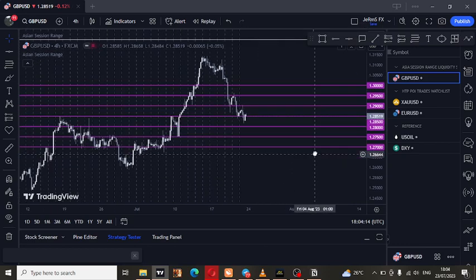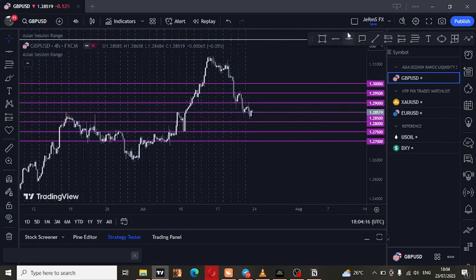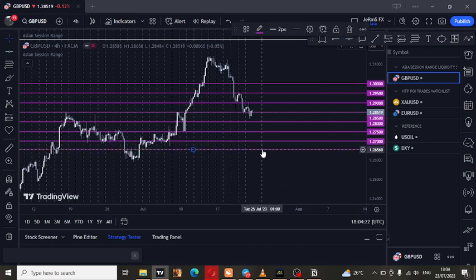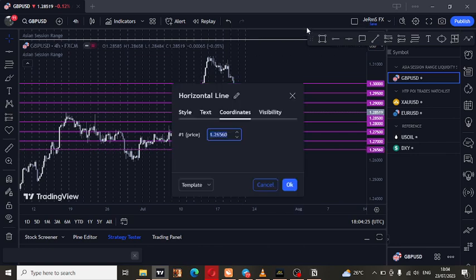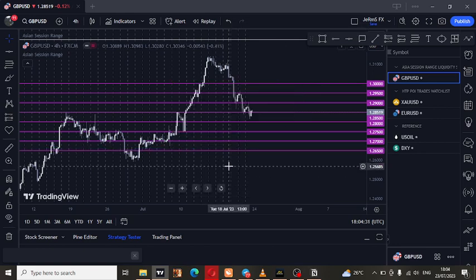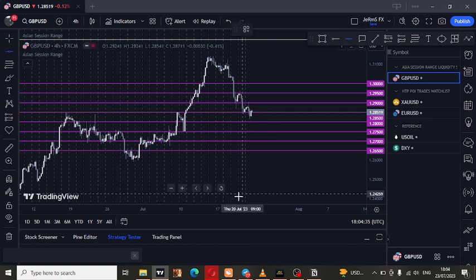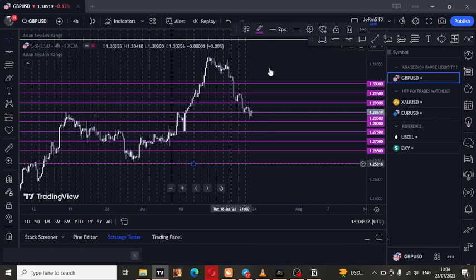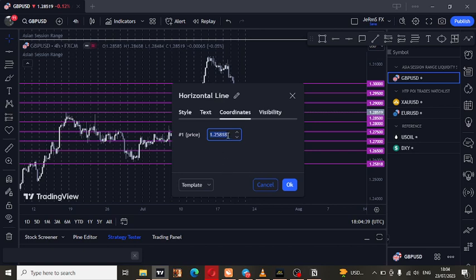Let me add some more to it. This one will be 1.265. I'm not doing anything, I'm just rounding up the numbers. They work on all pairs. Then let me add the last one. The last one will be 1.260.